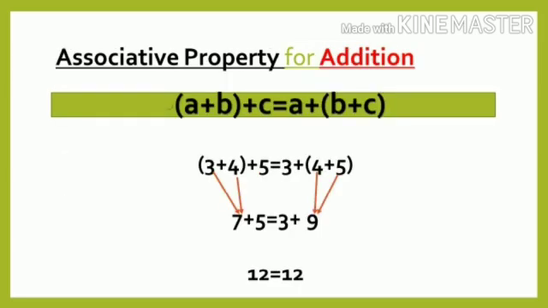Now, the third property is the associative property. Associative property for addition. Here we will take three numbers.